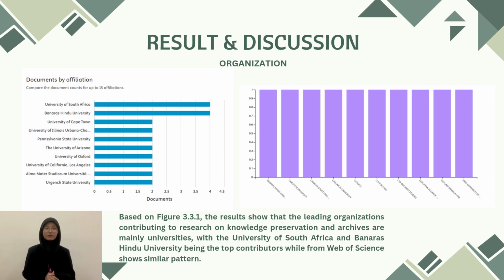For figure 3.3.2, the top organizations from Web of Science are Banaras Hindu University, Carleton University, Charles Sturt University, Chongju University, Clark's, Cotton University, CTR Informat Studies, European Alliance University, FED University Brasilia, UNB, and Free University of Berlin. These top universities show that all the bar charts are the same in terms of their research.